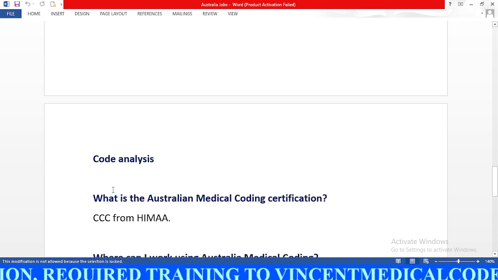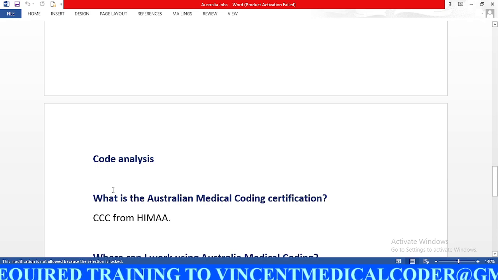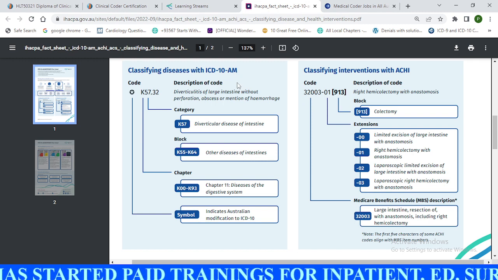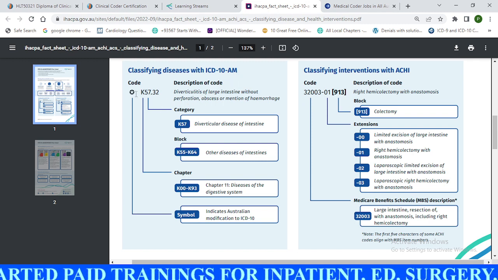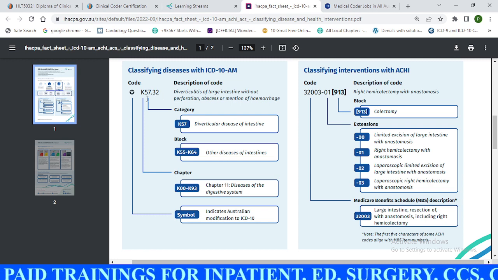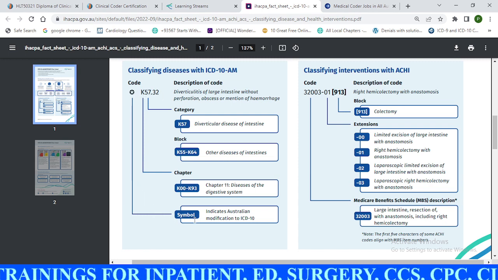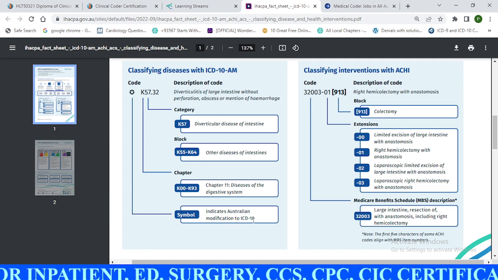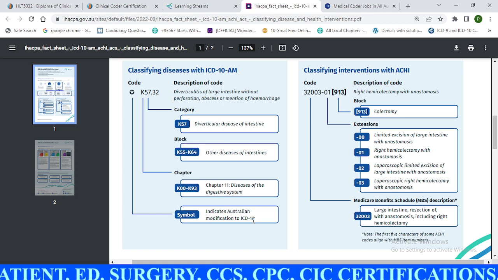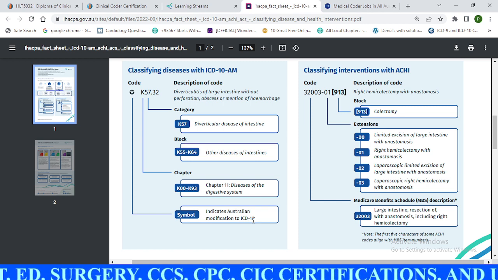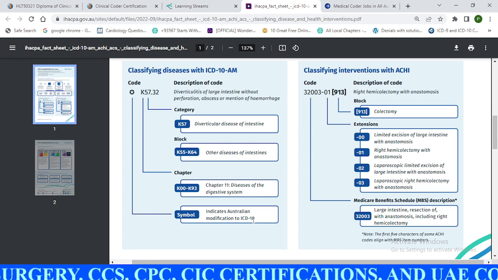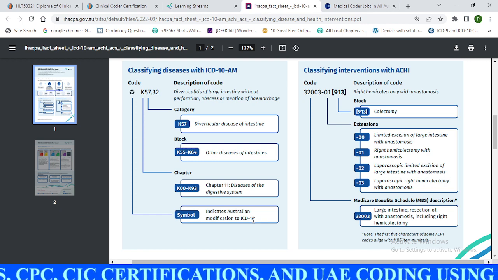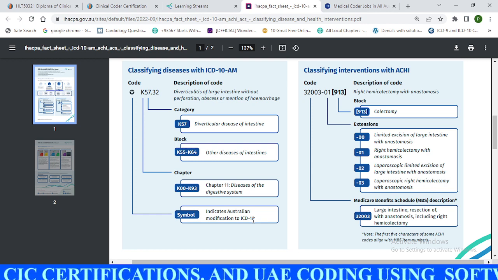Now we will see what a code looks like in Australian medical coding. First we will check classifying diseases with ICD-10-AM. For example, take star K57.32. This star symbol denotes an Australian modification to ICD-10. As all of us know, ICD-10 is published by the World Health Organization, but based on the country's requirements, they publish their own guidelines using the World Health Organization ICD-10.